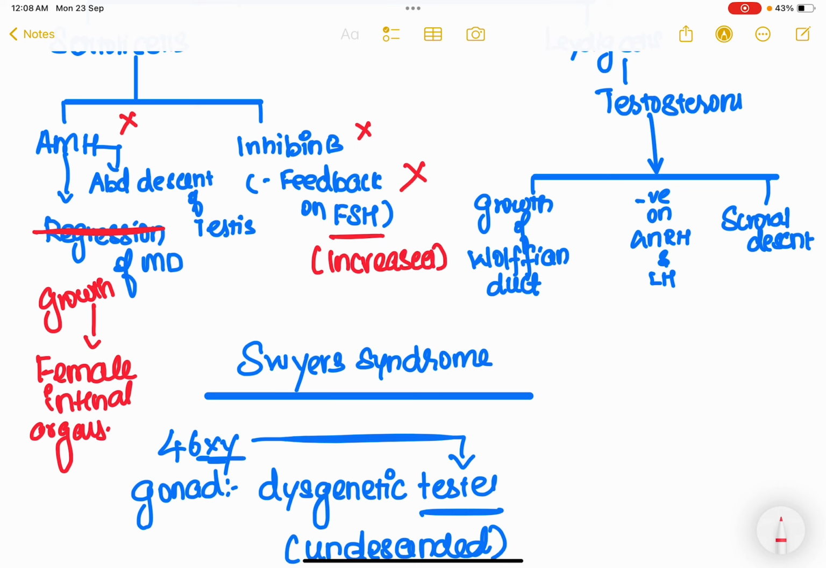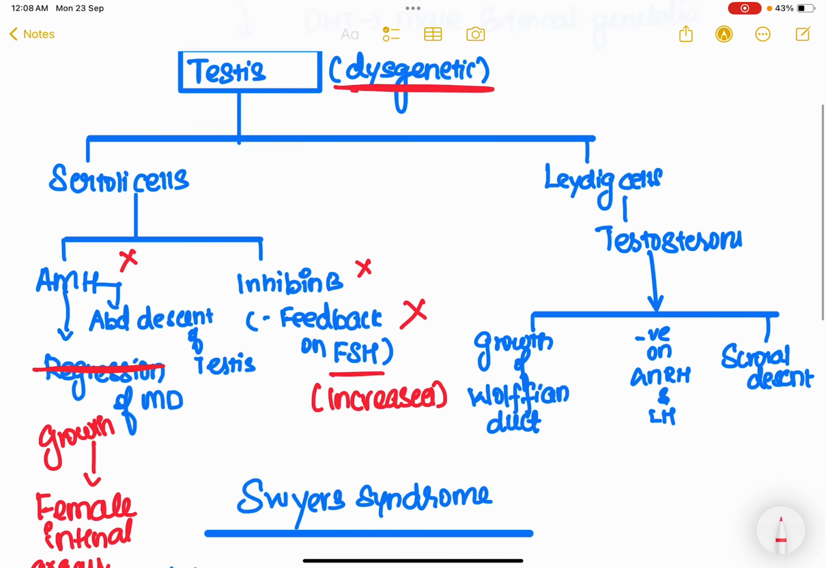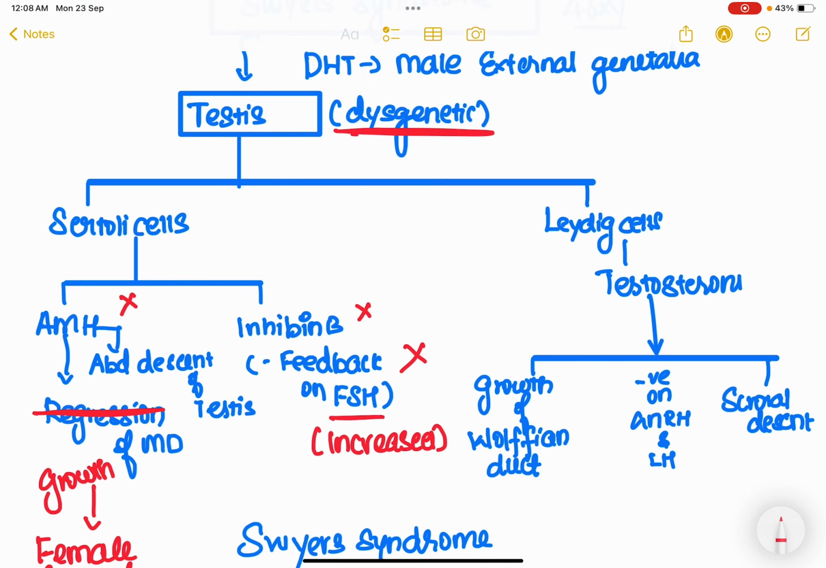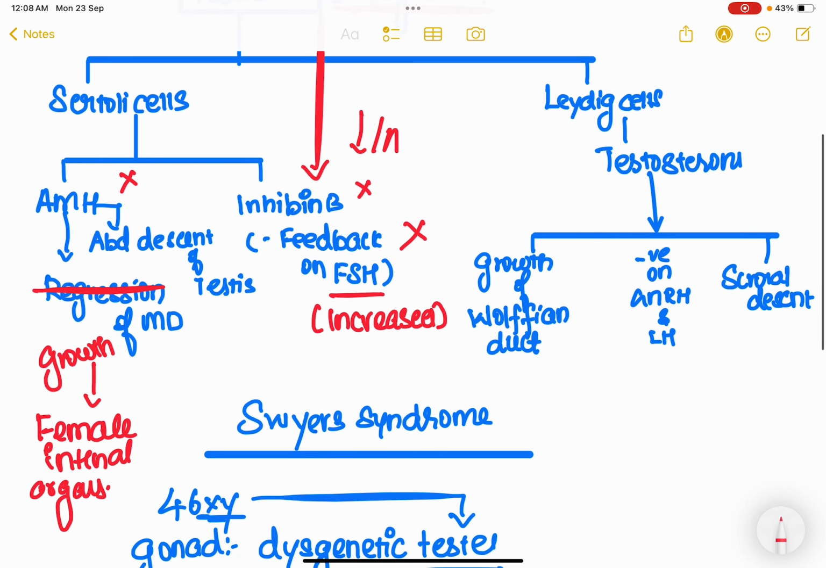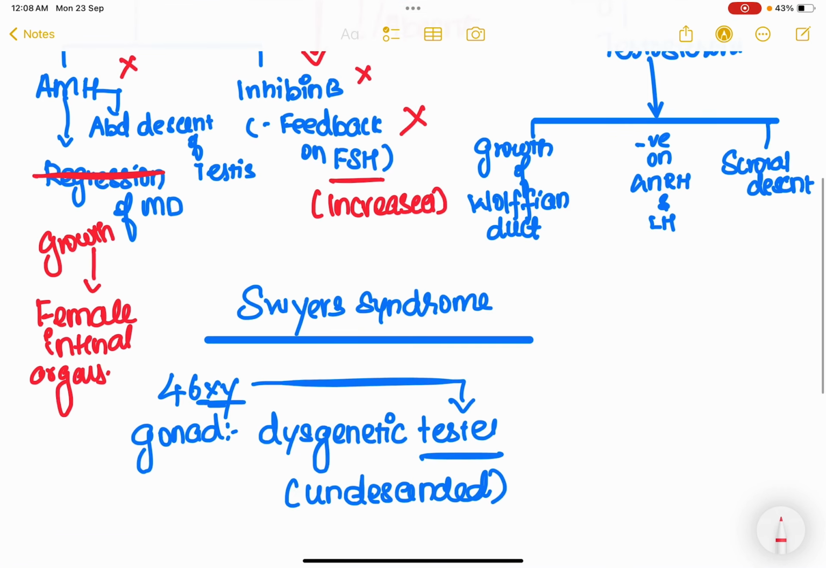See, inhibin B has a negative feedback on FSH. Is that clear? Yes, this is what happens normally. But here, in patients of Swyers syndrome, since the testis is dysgenetic, the levels of inhibin B are going to be decreased or absent. Since it is decreased or absent, the negative feedback it had on FSH is going to be lost. Therefore, the FSH is going to be released and it is going to be increased.